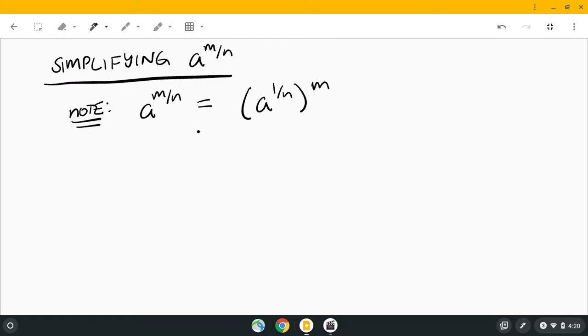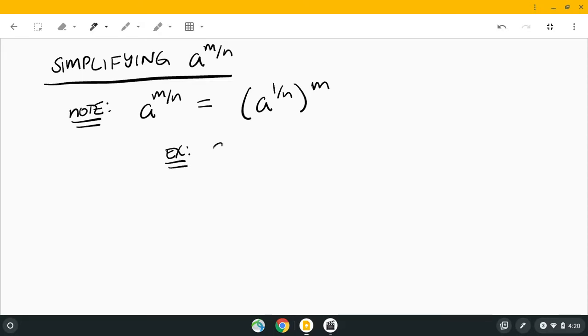Okay, so when you look at this, it's basically this number here in the denominator represents the root, the radical, right? And then up here, this represents the power like you know it. Okay, so here it acts like the exponent that you're familiar with. Okay, so let's take a look at an example here.